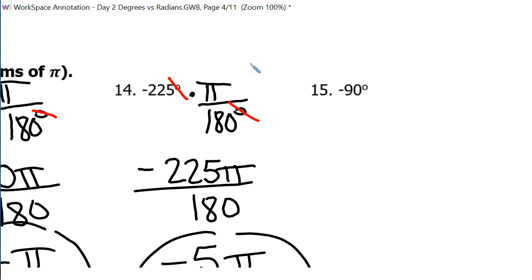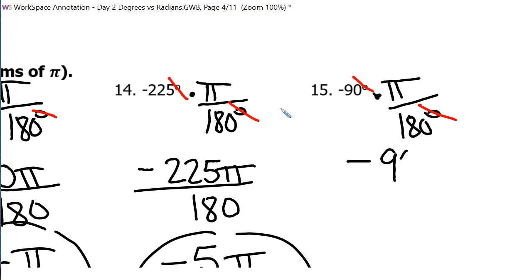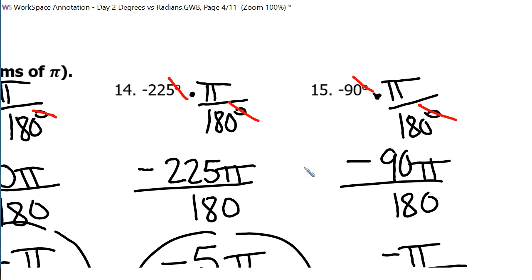And number 15, multiply by pi over 180 degrees. And the degree has to be in the denominator. That way the degree symbol in the numerator will cancel with the degree symbol in the denominator. And that gives us negative 90 pi over 180. And that simplifies to? Negative pi over 2. Negative pi over 2.